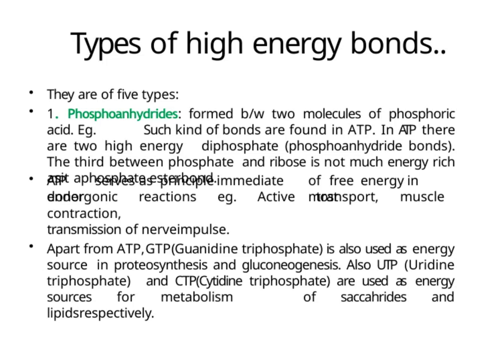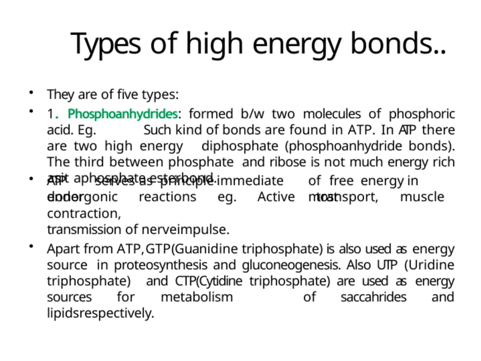Let's talk about endergonic reactions. These are reactions that require energy input to proceed. Examples include active transport, which helps move substances across cell membranes, muscle contraction, essential for movement, and the transmission of nerve impulses, which allows signals to travel through the nervous system.